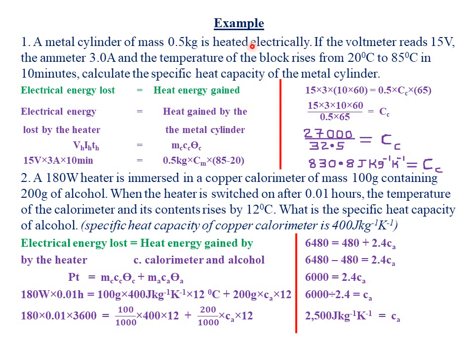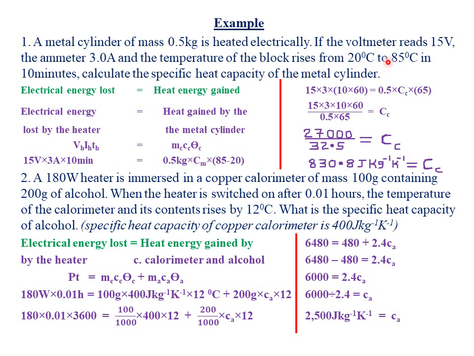So in short, our electric heater is the one that is supplying the heat, therefore it is the one that is losing the heat. Then if the voltmeter reading was 15 volts and the ammeter reading was 3.0 amperes and the temperature of the block rises from 20 to 85 degrees.